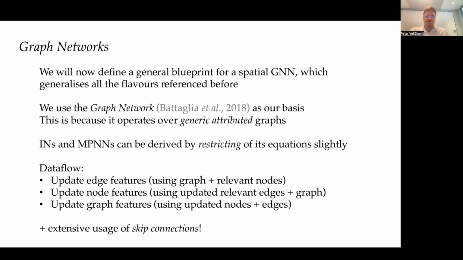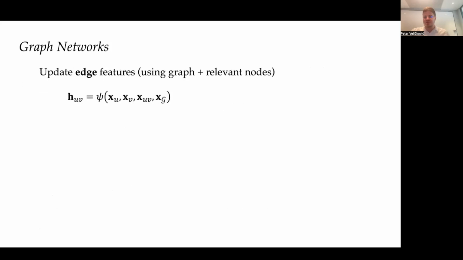And the general data flow here is you first use the graph and the two relevant nodes to compute edge features. Then, using those edge features as messages, you can update the node features by aggregating those edge features. And finally, once you've updated both the edge and the node features, you can do a permutation invariant aggregator to combine all their representations and use those to update the graph features. And of course, because it just helps learning a whole lot, especially for these over-parameterized models, skip connections are utilized quite extensively in this architecture. So let's go through what it's doing.